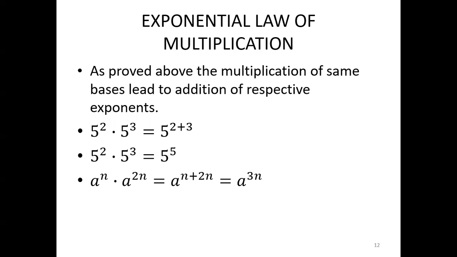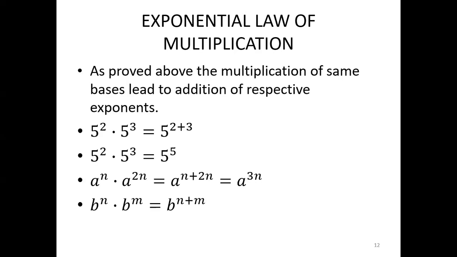Okay? But what if I have b to the exponent of n times b to the exponent of m? Now I have 1n plus 1m. That will give me 1n plus 1m because you cannot add unlike terms. I will explain unlike terms and like terms when we start with algebraic expressions. All right.